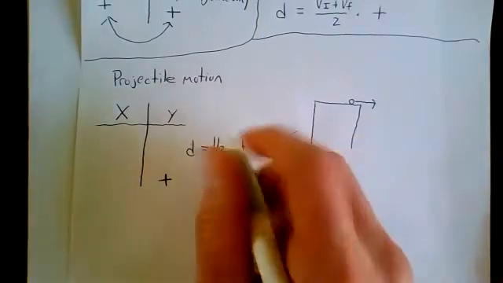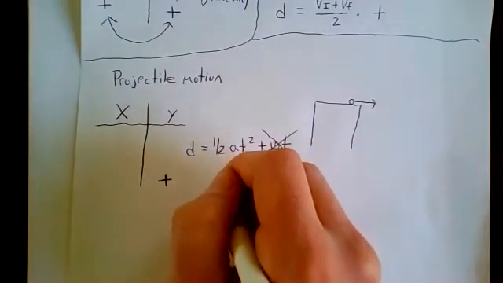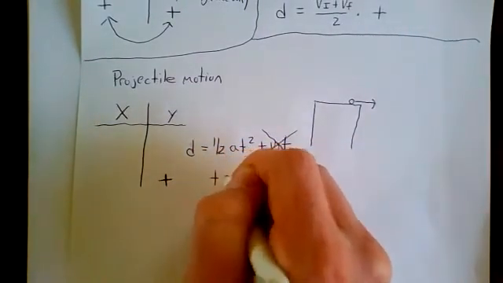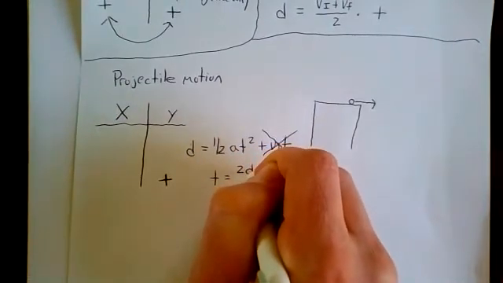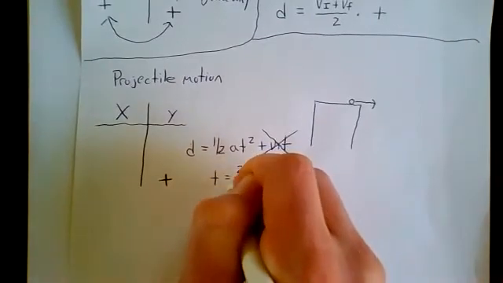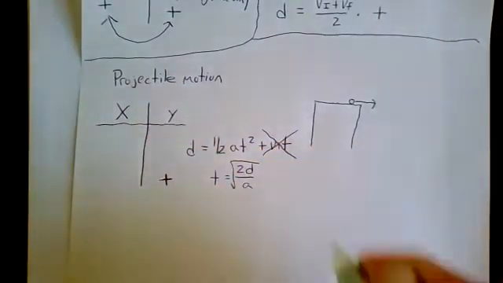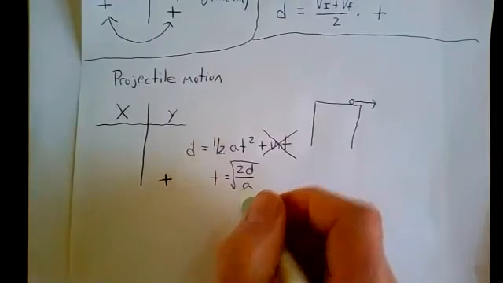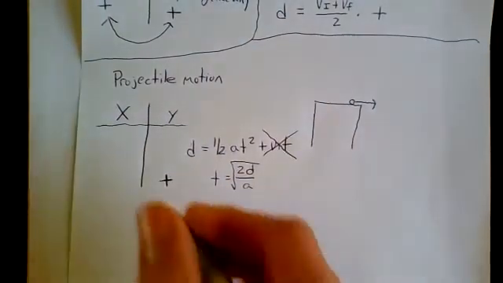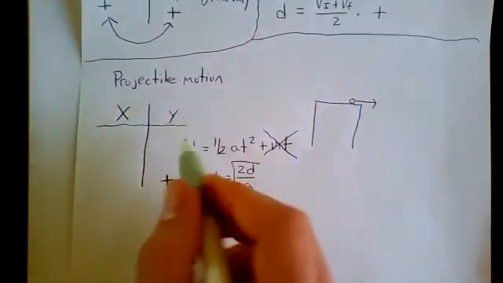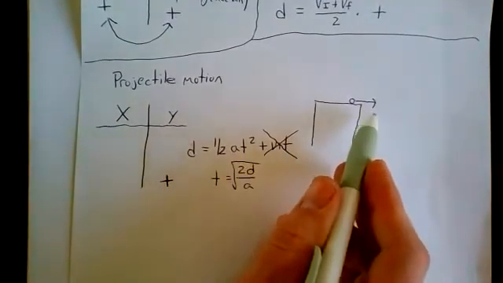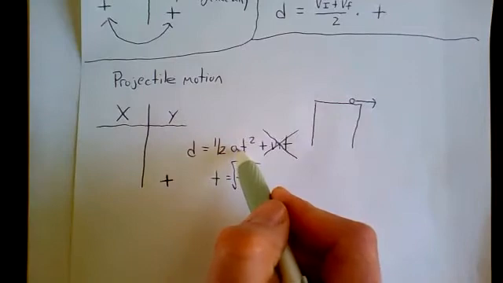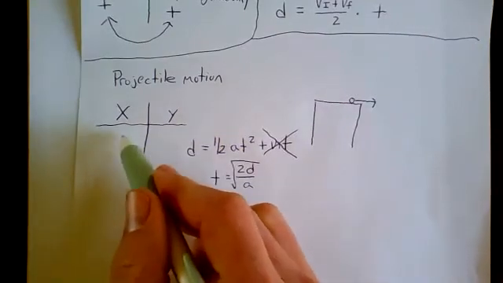We can simplify this to solve for t, and that would be the square root of 2d over a, if I solve for time. The interesting thing in this problem is that all your acceleration, because you're in free fall when you fall off, is in the y, not in the x.